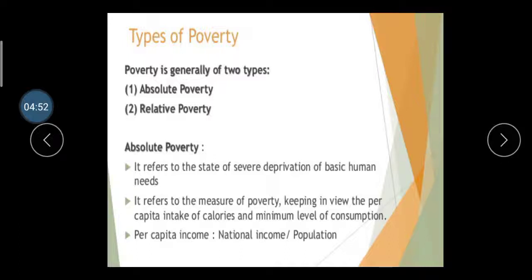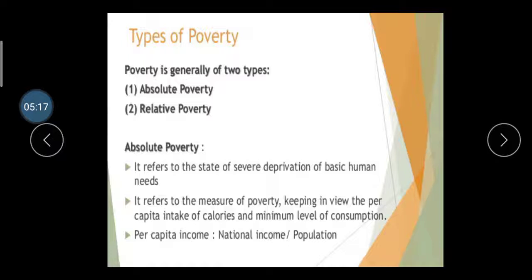So first one is absolute poverty. What does it mean? It refers to the state of deprivation of basic human needs. The person who cannot get the basic human needs like food, water and shelter is considered as absolutely poor. It refers to the measures of poverty keeping in view per capita intake of calories and the minimum level of consumption.